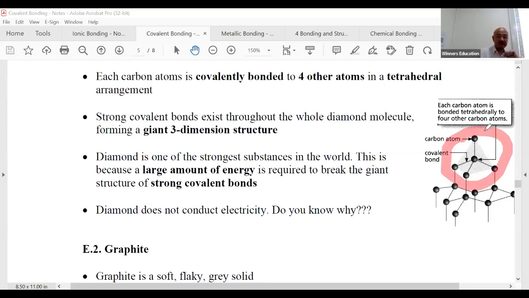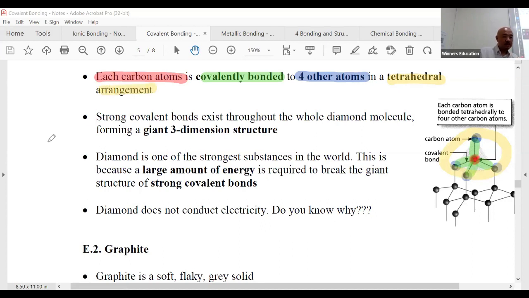The aim is very simple. Take one carbon, color it. Ask yourself, what about this carbon? This carbon is linked to 4 more carbon. How are they linked? By covalent bond. 1, 2, 3, 4. And from there, it keeps linking that way. So here we go. Each carbon atom is covalently bonded to 4 other carbon atoms in that kind of structure that I told you, tetrahedral.